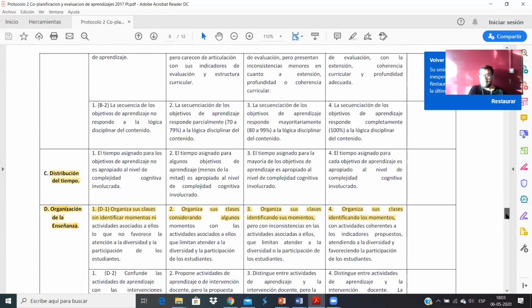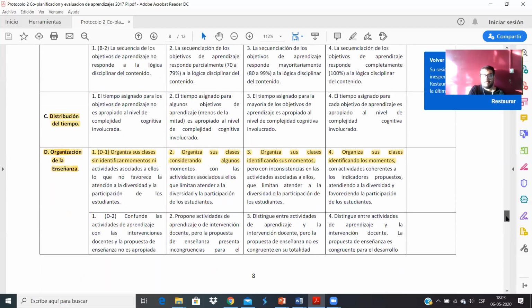Distribución del tiempo, that means that you know how to make a 90-minute class, or you can sort of arrange the engaging part in just 5 minutes, things like that. Organización de la enseñanza: organiza sus clases identificando momentos con actividades coherentes a los indicadores propuestos. We learned about indicators, yes? So you know about indicators.